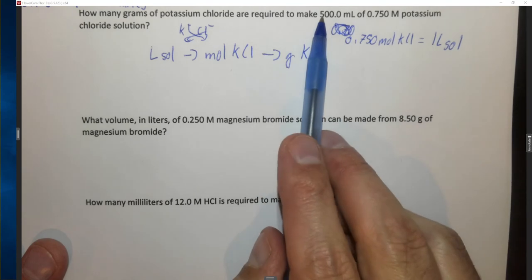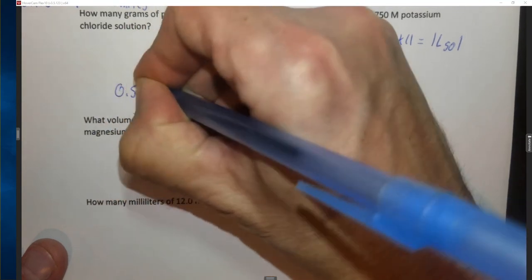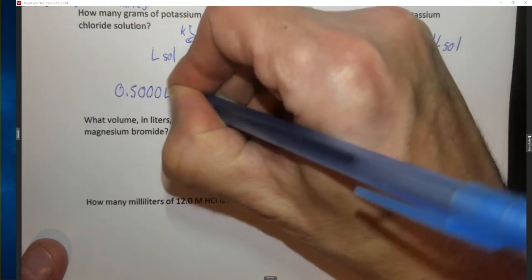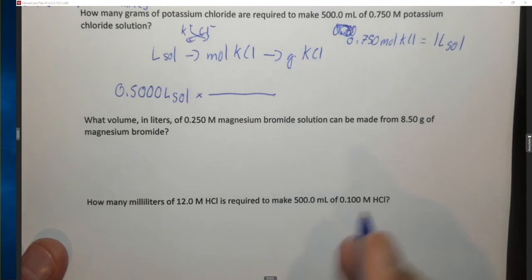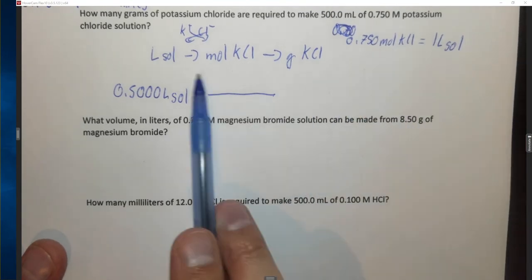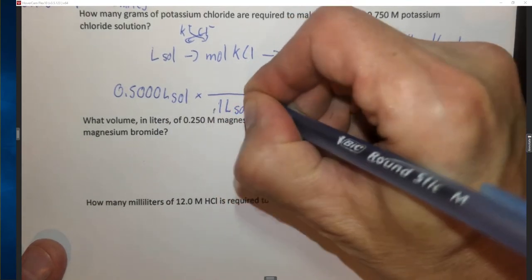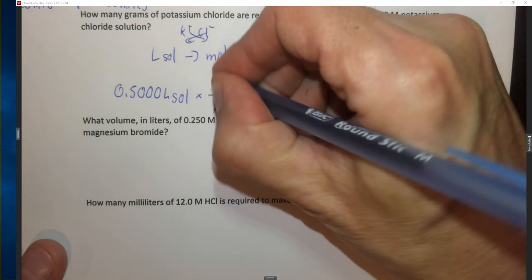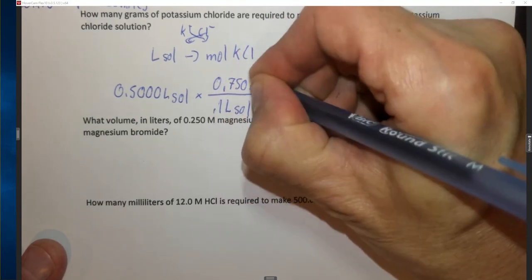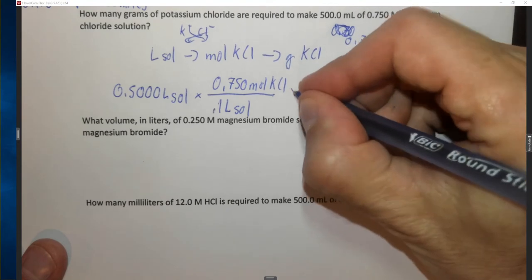So starting with the liters of solution, note that we have to divide this by 1,000. So don't put in 500, put 0.5000 liters of this solution. We need to convert it to moles. Well, what do we want on the bottom? The 0.75 moles or the 1 liter? Well, we want liters to cancel out, so we put the 1 liter of the solution on the bottom and the 0.750 moles of KCl on the top.